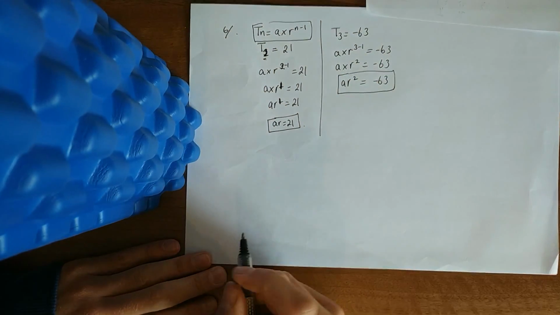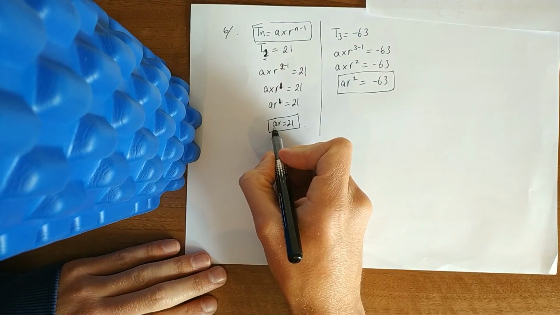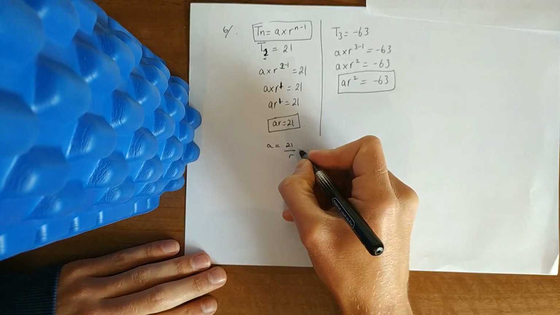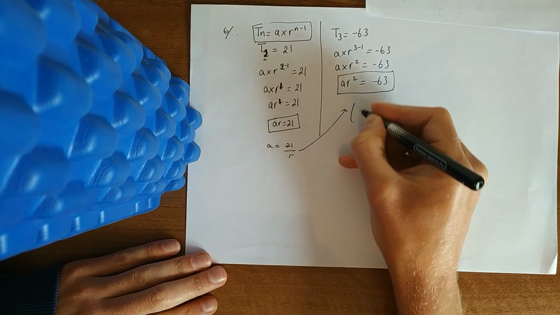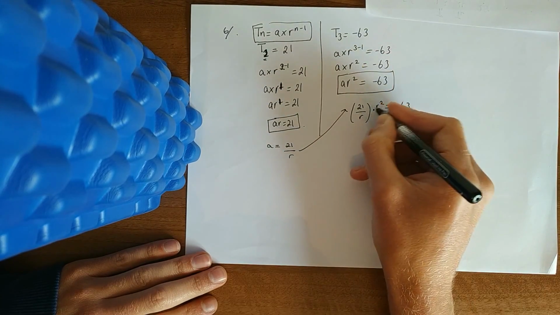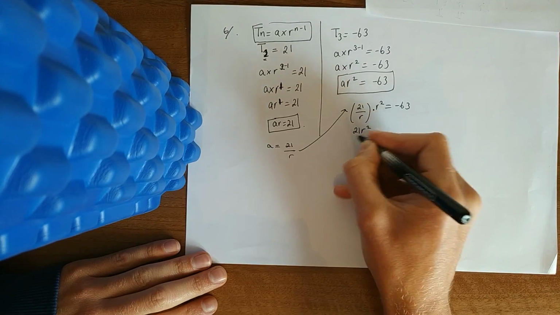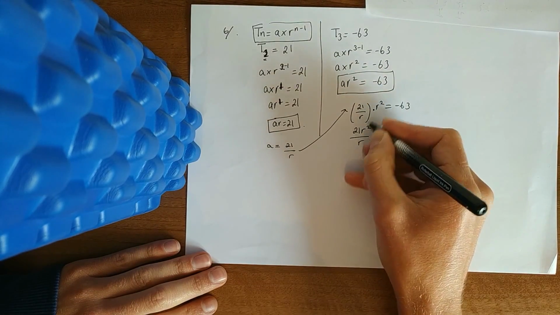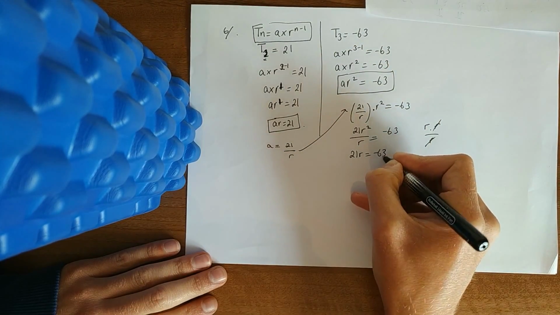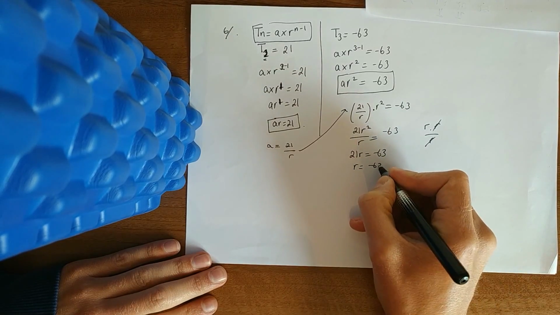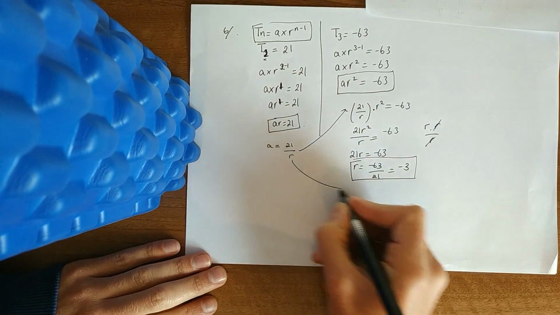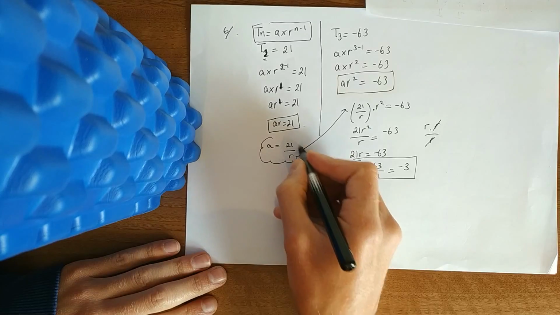Now you have two equations. The easiest way probably is to get your a on its own and then sub it in up here. So a is equal to 21 over r, and if you fill that in, instead of saying ar squared, you're saying 21 over r times r squared is equal to minus 63. Multiplying fractions, top by top, bottom by bottom: 21r squared over r is equal to minus 63. R into r squared just goes r. So 21r is equal to minus 63. R, which is your common ratio, is minus 63 over 21, minus 3.